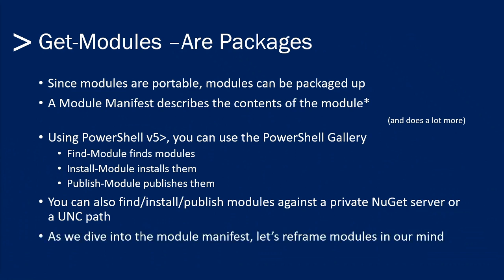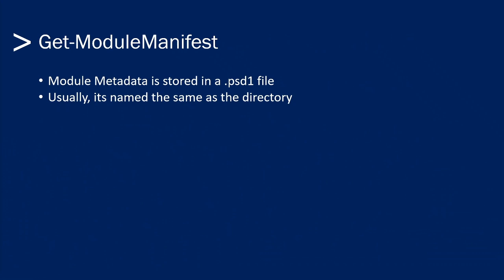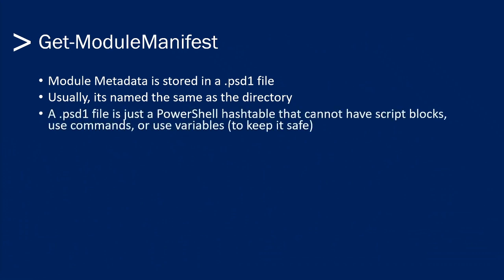So as we go through the module manifest, let's change the way we think about modules once more mentally. Module metadata is stored in the PSD1 file. Usually, again, it's the same name as the directory. PSD1 is just a PowerShell hash table that cannot have scripts, use commands, or use variables, to keep it safe. This way I can load up a PSD1 and actually just read the data from it and not allow you to potentially run a command that would pwn my box. All right? Makes sense to everybody?